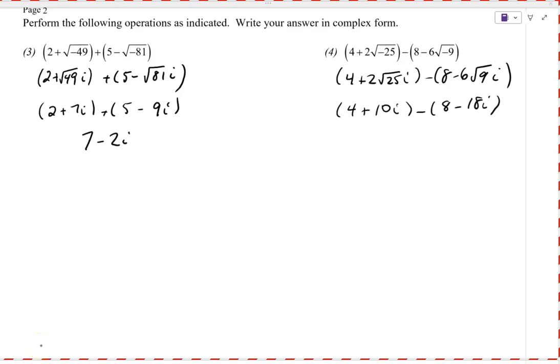That 4 plus 10i and 8 minus 18i. Now it's minus, so what do we do with the minus sign? Distribute it, good. So we get minus 8 plus 18i. So finally, at the end here, you get what? Is it 12? I think it's 4 minus 8, isn't it? Oh, I put the parentheses. Yep, it's all right. So it should be minus 4 plus 28i.